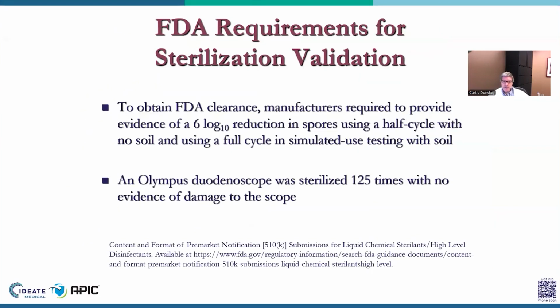So the FDA, as Bill mentioned, has requirements for sterilization validation. To obtain FDA clearance, the manufacturers of the Steriscope were required to provide evidence of a 6-log reduction in spores with a half cycle with no soil, and then they had to do a full cycle, show that same reduction with a full cycle in simulated use testing with soil. And then they also had to show that there's no evidence of damage. Next slide.